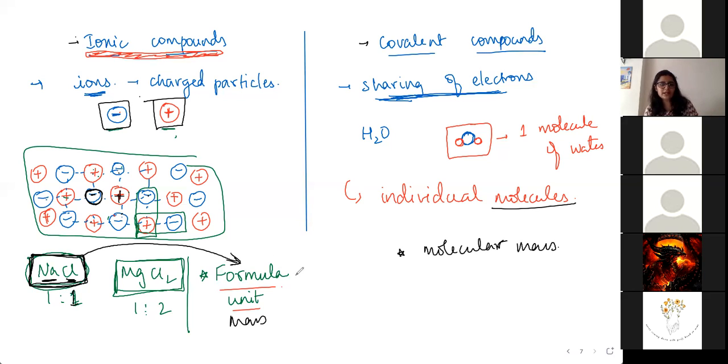A unit of a formula means one. So the mass of one formula, the mass of Na plus Cl, is the formula unit mass.